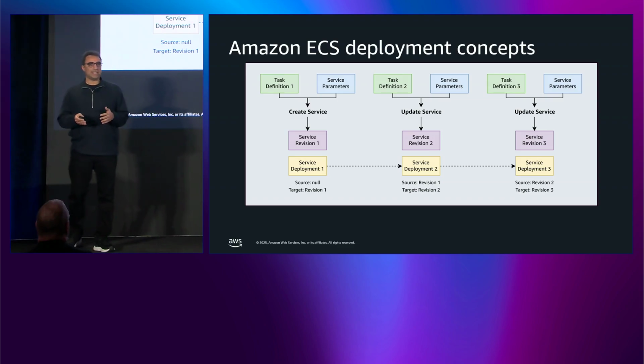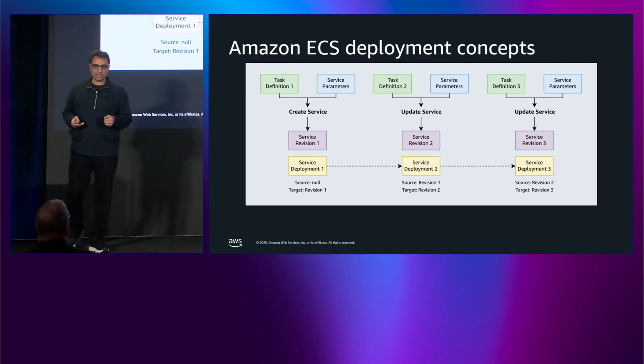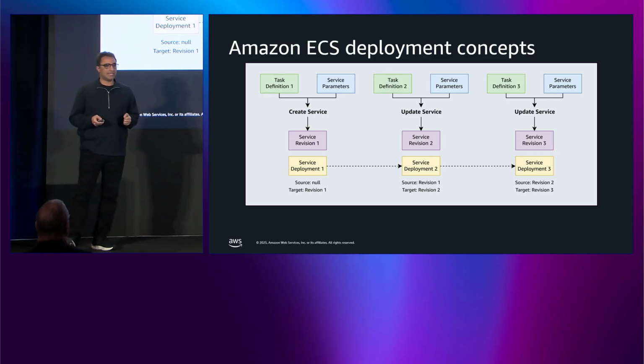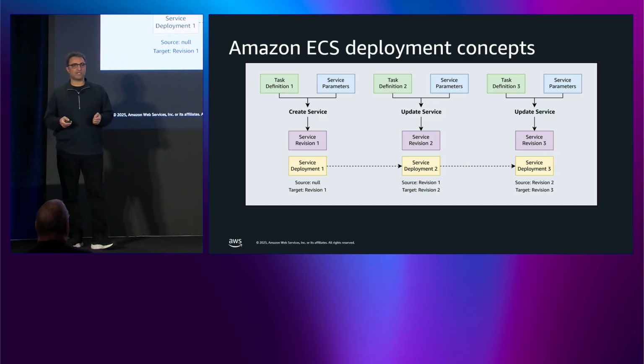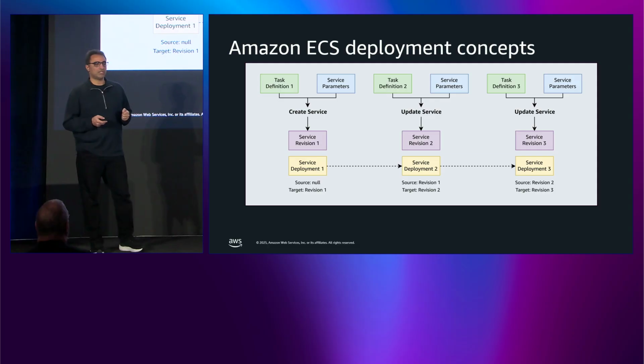The process that takes you from service revision 1 to service revision 2 is persisted and tracked in an object called service deployment. This object or resource contains information like the progress of the deployment. It contains source service revision information and target service revision information as well.